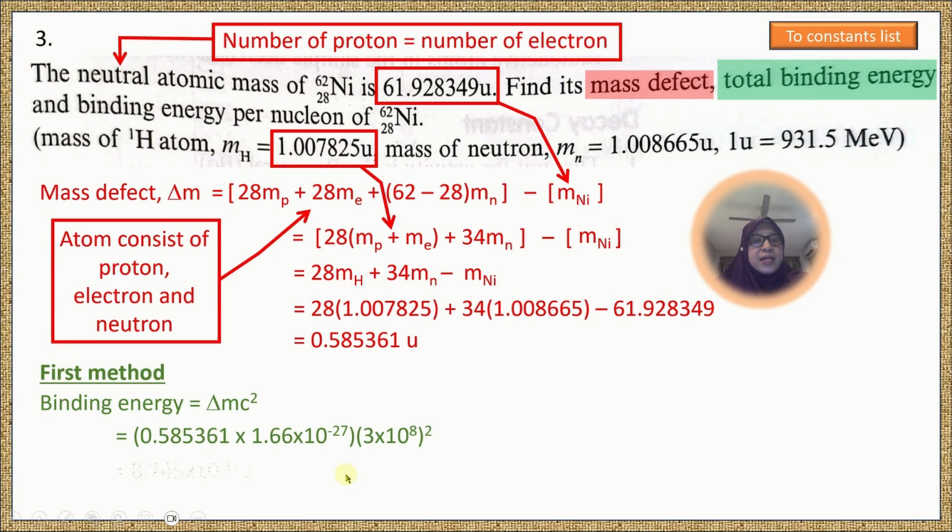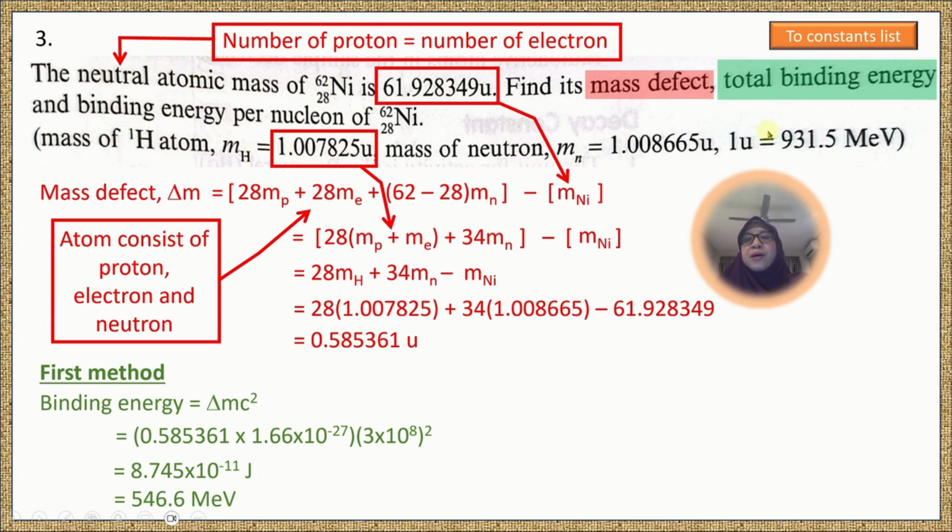Okay, so now the answer is 8.745 times 10 to the power of negative 11 joule. If we convert this to electron volt, you can divide by 1.6 times 10 to the power of negative 19. So you get the answer in electron volt, and then you can convert into mega electron volt. Okay? To convert to mega electron volt, you divide by 10 to the power of 6.